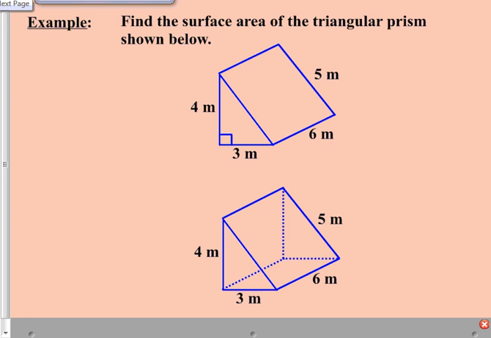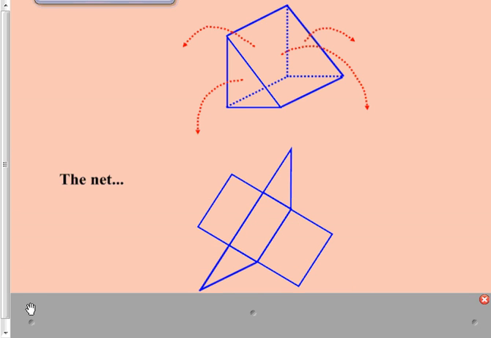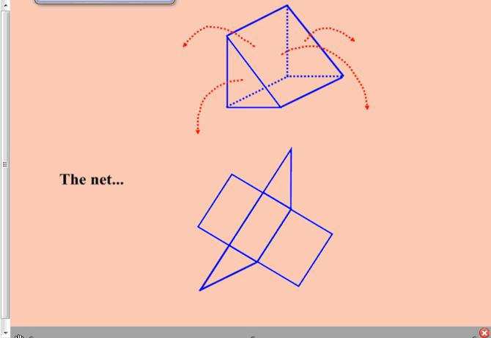Second step is to look at the net. So we're going to take our triangular prism here, we're going to break it apart at the edges and let all the pieces fall down and lay down flat. So our net might look something like that.